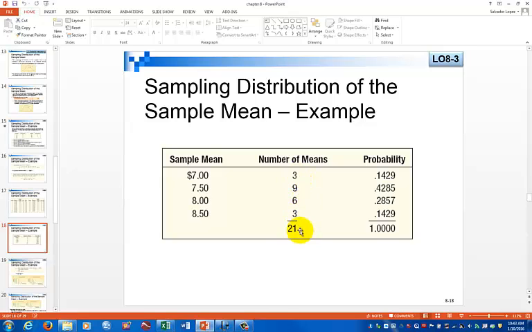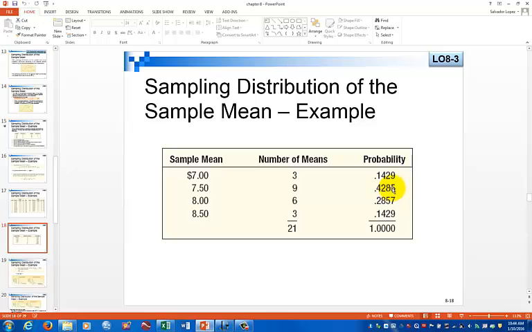If you take the ratio of 3 to 21, 9 to 21, 6 to 21, 3 to 21, you'll get what is called relative frequency. Relative frequency is the same as probability. If you select a sample of size 2 randomly, what are the chances that this average will be 7? Well, 14%. Why? Because 3 out of 21 have an average of 7. And then you use the same concept for the other ones. All right, so that is the probability distribution.